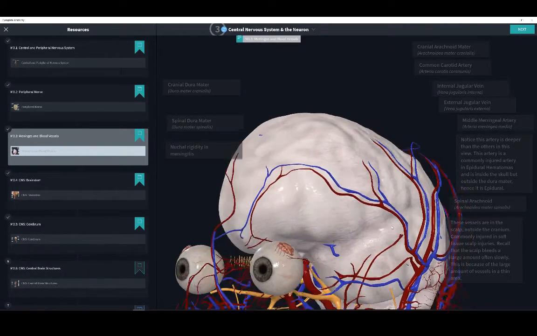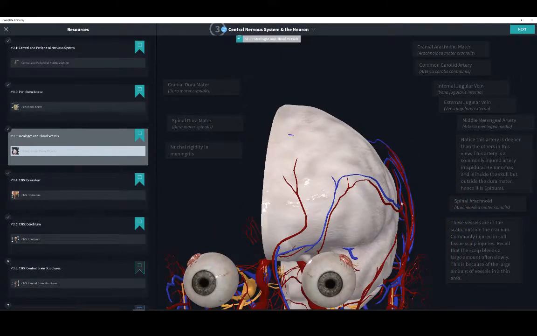Okay, so I'm going to turn here and show you that these would be blood vessels on the outside of the skull, and this blood vessel is actually on the inside of the skull but on top of the meninges. So epidural means outside of the dura mater, and the dura mater sits between the skull and the arachnoid space.